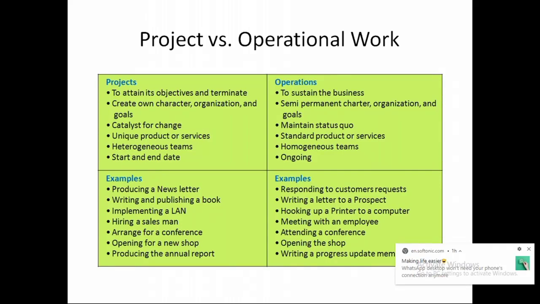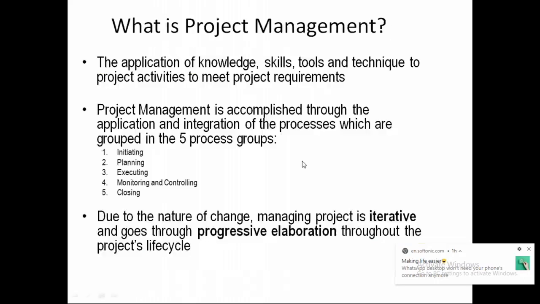Standard product, meaning that for every operation, there's something called SOP, standard operating procedure. So every operation must follow a particular pattern, and that is what the company has advised. So let's look at examples of projects. Producing a newspaper is an example of a project. An example of operation is responding to customer requests, which is repetitive work.